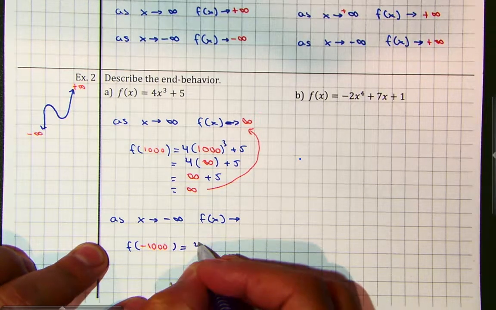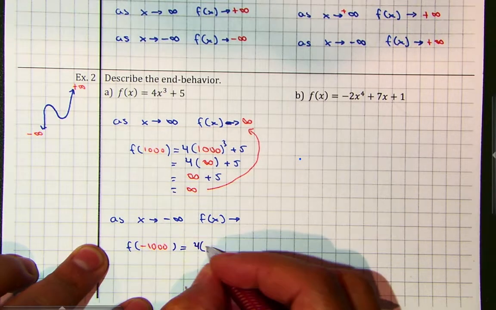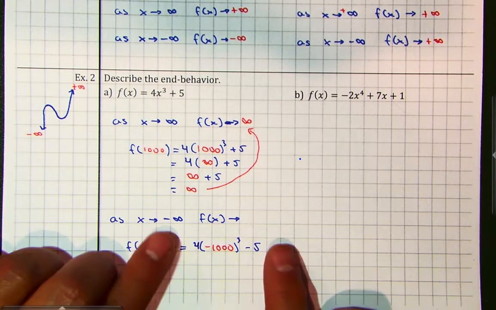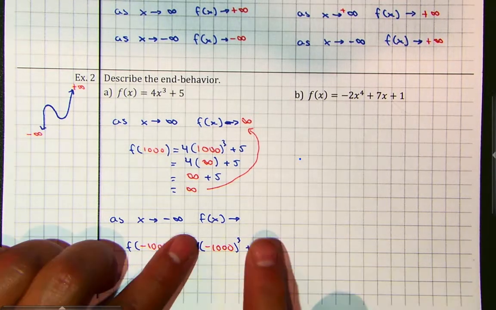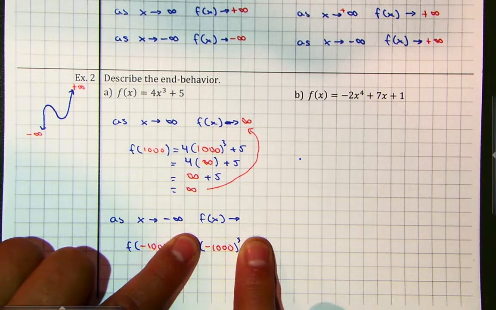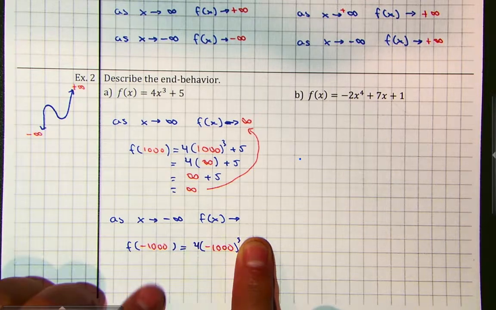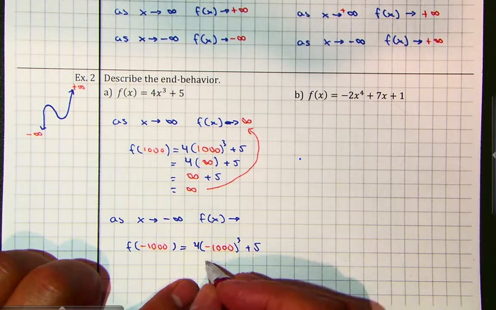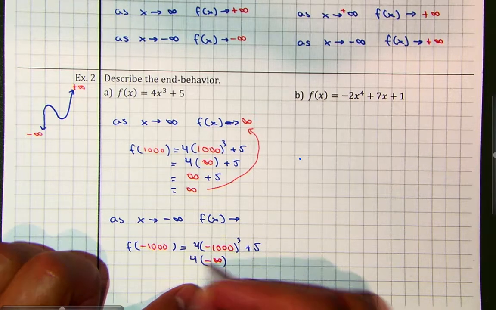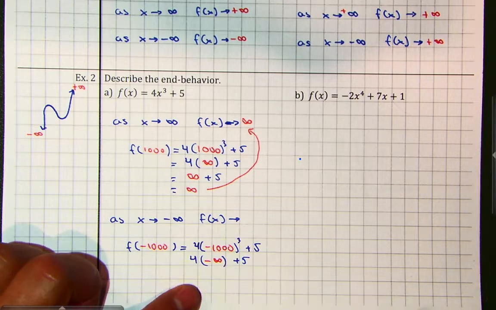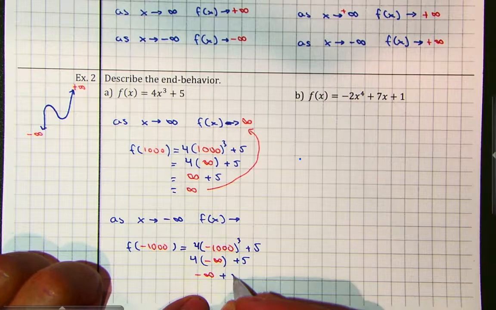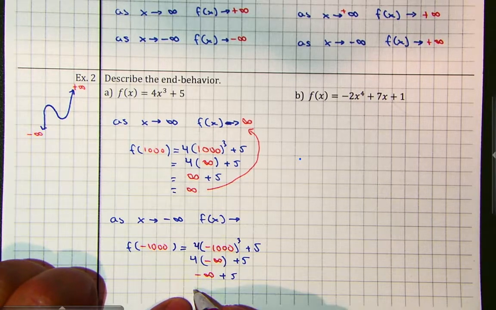f of x is equal to 4 times negative 1,000 to the third power plus 5. What is negative 1,000 to the third power? Negative 1,000 times negative 1,000 is positive, times the negative gives you negative. That's going to be so large, we're going to say it's negative infinity. Times 4 plus 5, 4 times negative infinity will be negative infinity. Is that 5 going to make a big difference? No. So therefore, that'll be negative infinity.